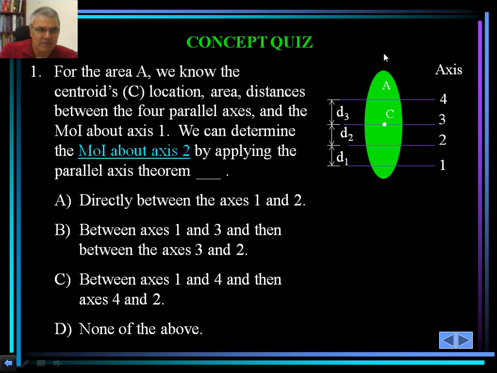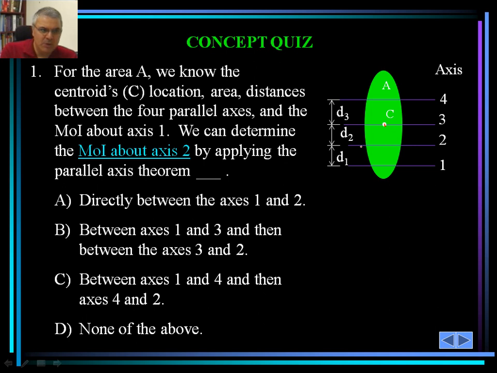So we have 4 axes here, 1, 2, 3, and 4. One of them, number 3, goes through the centroid. What we try to do is, we already know the location of centroid here, which is this point. We also know everything else about this object with respect to axis 1.